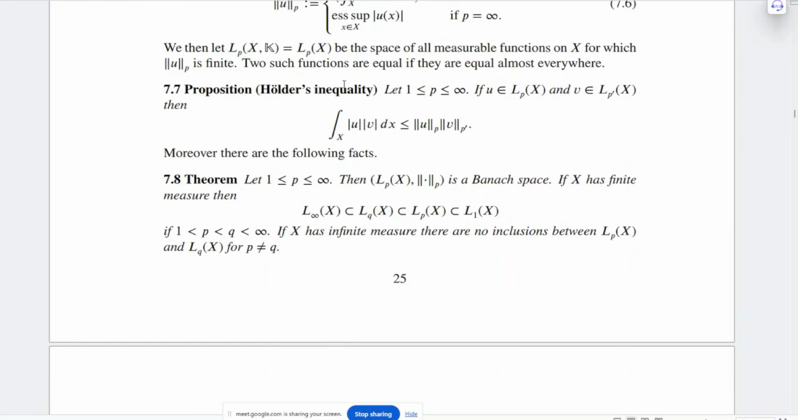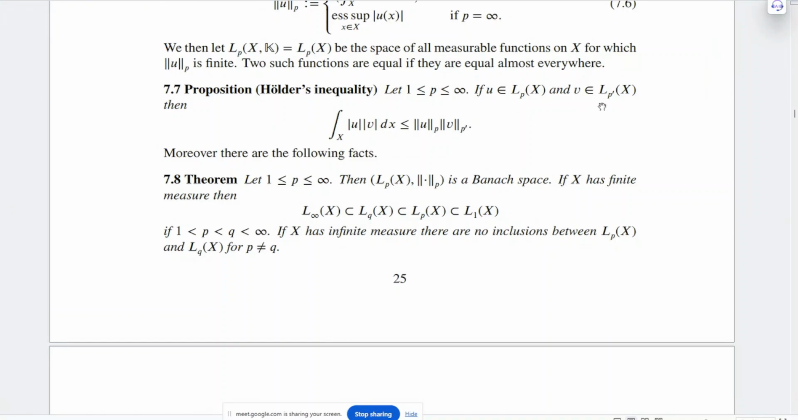One is Hölder's inequality. For 1 less than or equal to p less than or equal to infinity, if u is in L^p and v is in L^p', then uv is in L^1, which is written as the integral of mod u mod v dx less than or equal to the L^p norm of u and the L^p' norm of v. What is this p'? It is the dual index, or conjugate index, of p. That is, 1 over p plus 1 over p' equals 1.